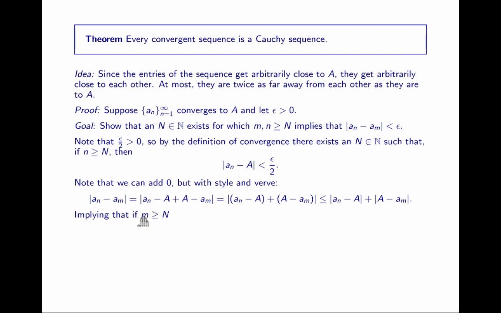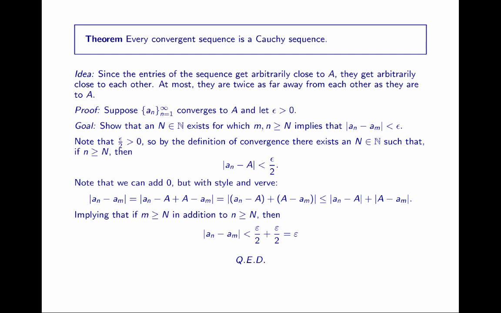So if m is one of those integers greater than or equal to big N, in addition to n being greater than or equal to big N, then I get this result for both of these terms. So I get that this distance, an minus am, which is less than or equal to the sum of these things, but each of these are less than epsilon over 2. So I have epsilon over 2 plus epsilon over 2. And 2/2 of an epsilon is a full epsilon. And we have our result.